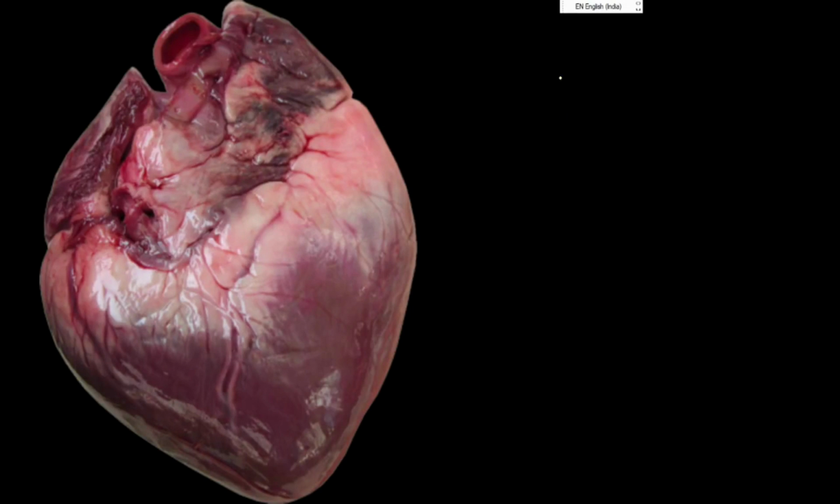In this series, we are going to study how the blood flows through the heart. Flow of blood through the heart. This we call the circulatory system.